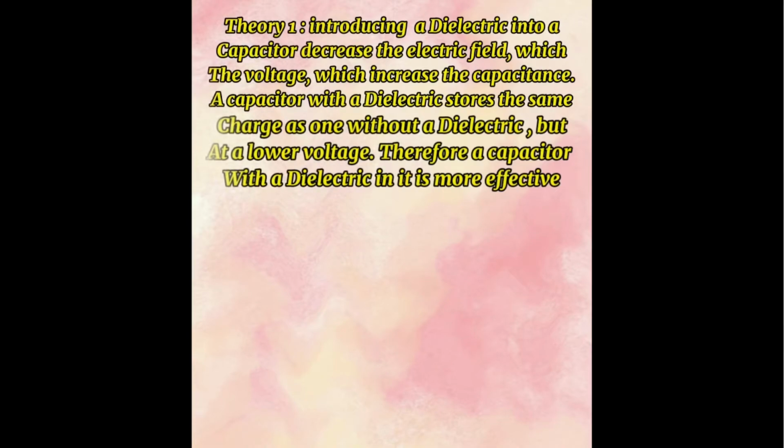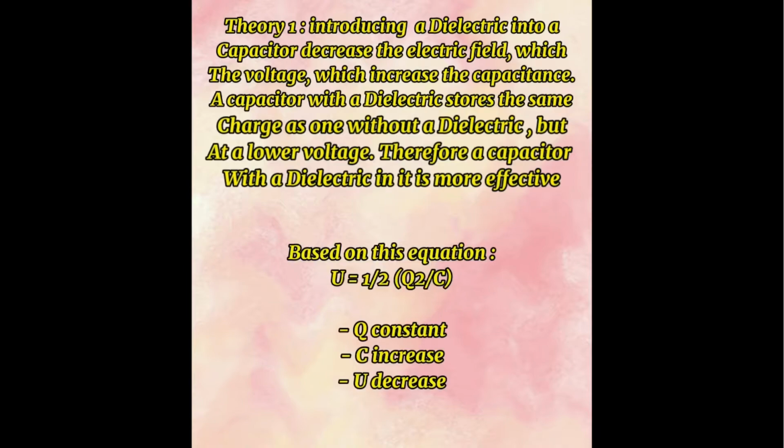The theory is introducing a dielectric into a capacitor decreases the electric field, which decreases the voltage, which increases the capacitance. A capacitor with a dielectric stores the same charge as one without a dielectric, but at a lower voltage. Therefore, a capacitor with a dielectric in it is more effective. Based on this equation, U equals 1 over 2 Q squared over C. The Q is constant, C increases, and U decreases.